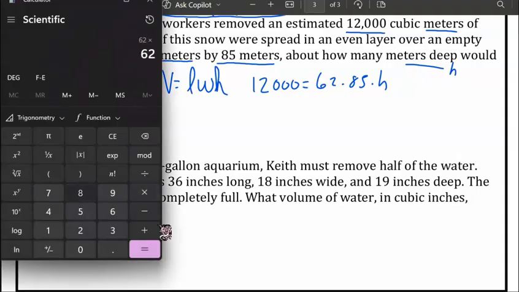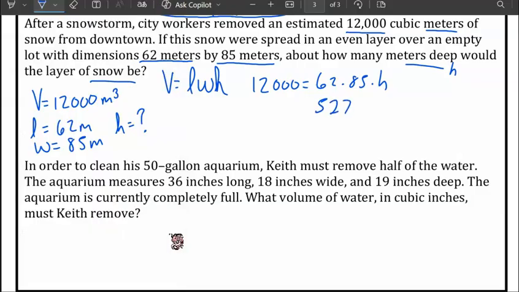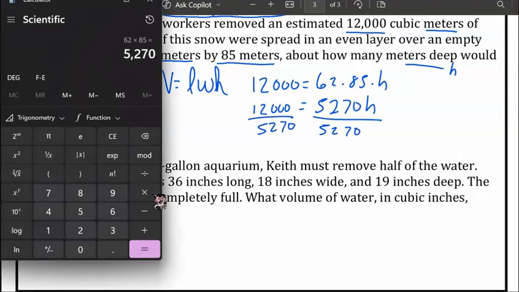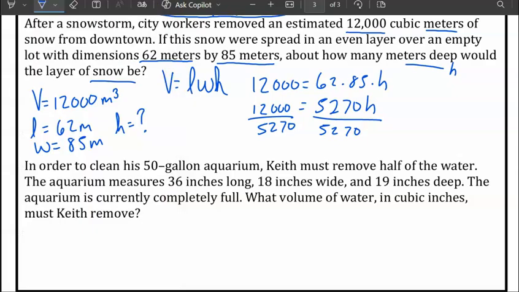62 times 85 is 5,270. Divide each side by 5,270. And we get about 2.28.